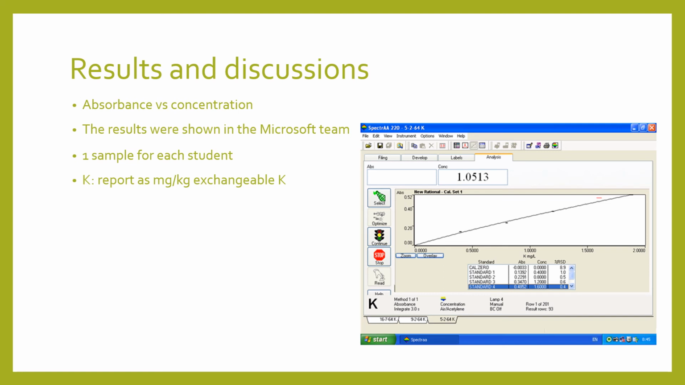And I will give the result in the Excel file, which is shared in the Microsoft Teams, the same as the phosphorus result. And you guys have to calculate the concentration of the potassium. And remember that the concentration that I will give you is the concentration in 10 gram of soil. You have to change the dimension into milligram per kilogram of soil and report it, and do the same way as the phosphorus laboratory. And so this is done for the soil chemistry part.